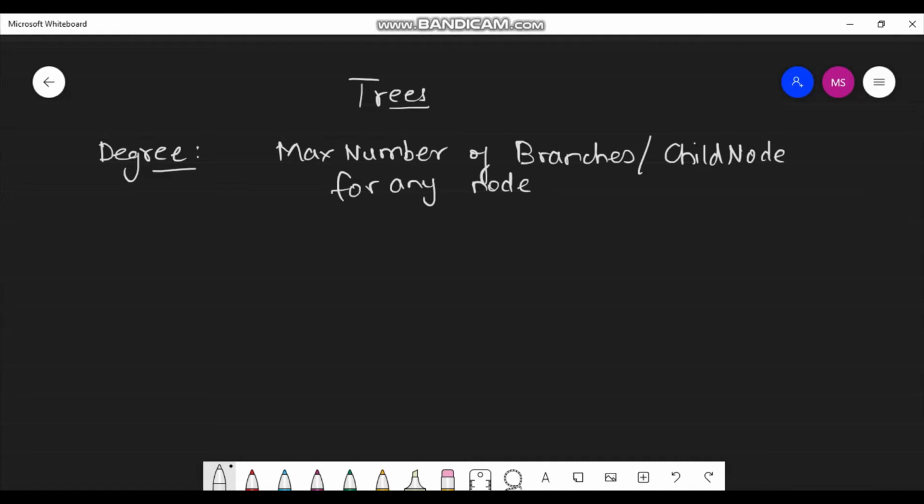For example, if I give an instance like this, this particular diagram has how many child nodes? You can see there are two, right? So for this, how many child nodes? 1. For this, 3, and for this is 0.